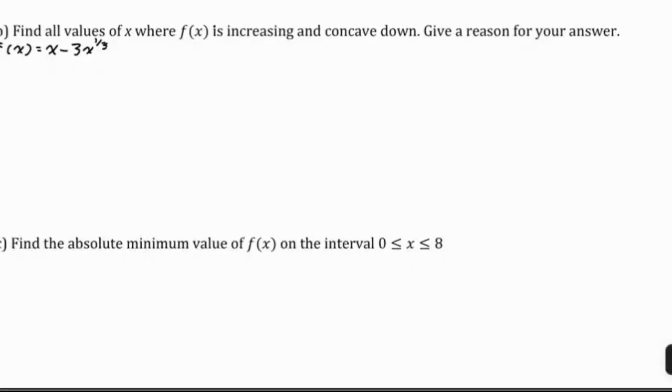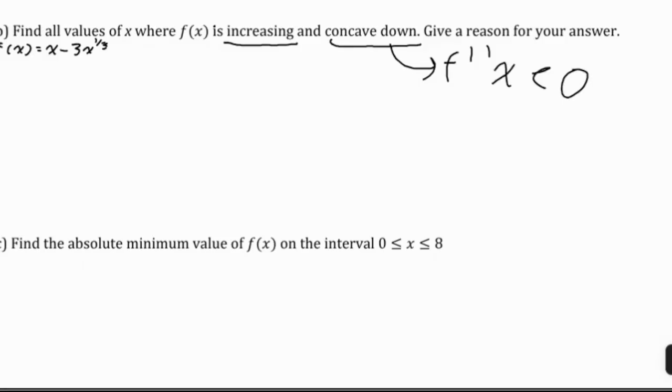Okay, let's move on to part B. So part B wants us to find all values of x where f of x is increasing and concave down. And it wants us to give a reason for our answer. So I went ahead and wrote f of x over here. And remember, it wants us to find where f of x is increasing and concave down. So we know that in order to find where a function is increasing or decreasing, we need the first derivative, and to find concavity, we need the second derivative. So remember, concave down will happen when the second derivative, or f double prime of x, is less than 0.